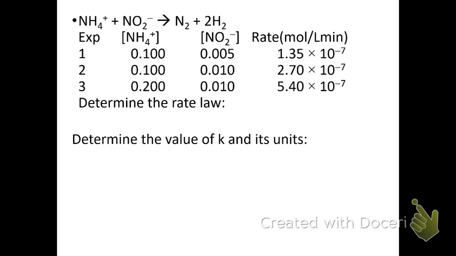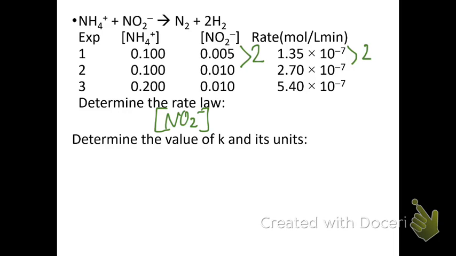Now let's actually use some numbers here and figure out what we're doing. So we're going to determine the rate law on this one. Let's figure out the NO2 minus, because in the first 2 experiments I have the ammonium single. So this is doubled, that's times 2, and then the rate also doubled. So I know that NO2 minus is going to be first order. So I'm going to leave it like that.